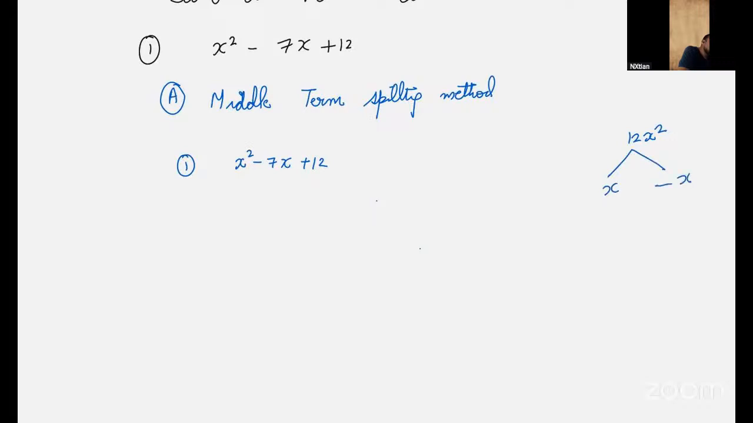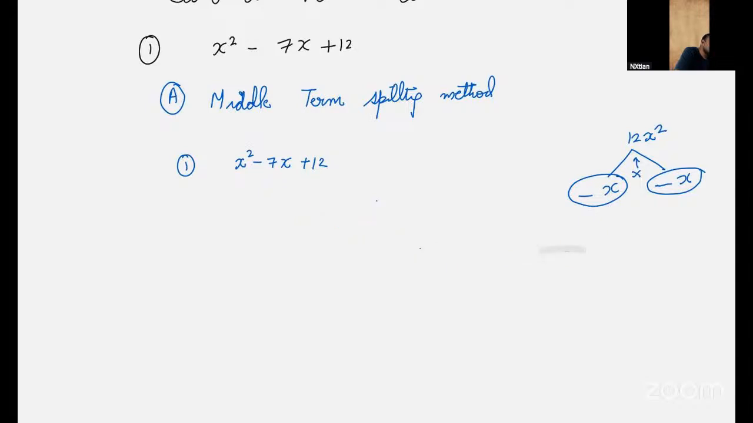Now when you got the 12x square, write one x here and one x here. Have you got it? Say yes or no. Now you need two numbers such that when you multiply them, you get 12, but when you add them, you get -7. I'm repeating again. You need numbers such that when you multiply them, you get 12, but when you add them, you get -7.